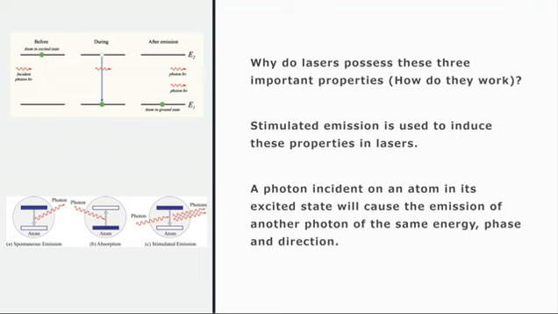Now this process is a bit different to spontaneous emission, as you can see down the bottom left, where there is no incident photon and the photon produced by the electron is of random direction and phase.